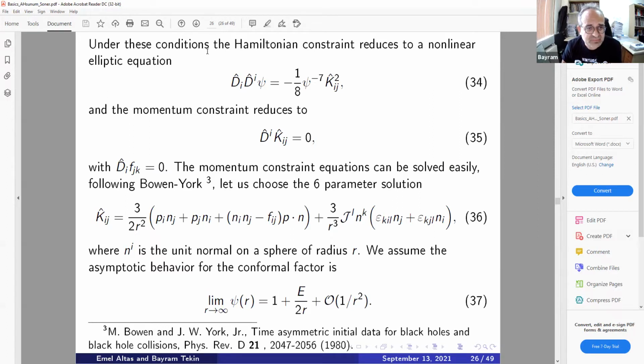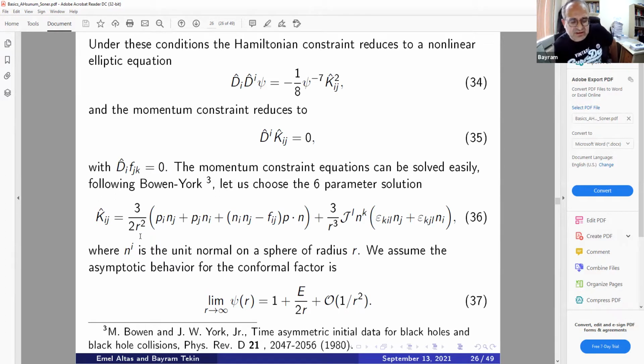Under these assumptions, the Hamiltonian constraint reduces to a nonlinear elliptic equation, and the momentum constraint reduces to a linear equation. So you really have a beautiful equation in 35, which you can solve exactly, and then go back and put it into equation 34 to solve this elliptic equation. Now, this D hat here is compatible with the flat metric of the conformally flat three-dimensional hypersurface. The momentum constraint can be solved easily. There are many solutions, but we choose here a 6-parameter solution. If you plug it in here, it is a solution to equation 35, except not at r equals 0. Forget about r equals 0; that will come later.